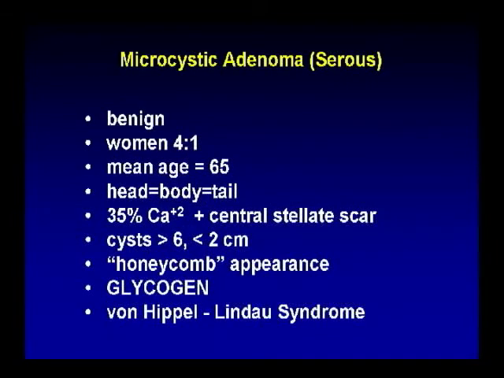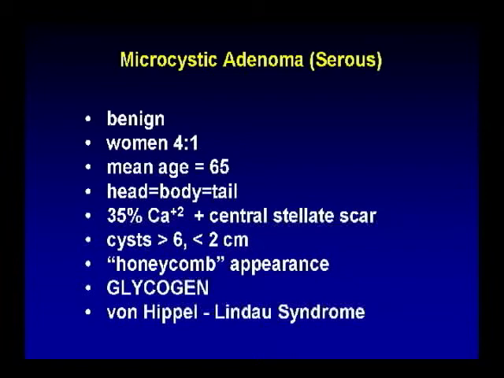These are actually benign. There is a female predominance of 4:1, an older mean age of 65. There's no preference for any one portion of the pancreas. About a third will have calcifications in that classic central stellate scar. Classic teaching is that you have many cysts, and they are smaller, numbering greater than 6 and measuring less than 2 centimeters in size. When you have a lot of these tiny cysts, it can cause this typical honeycomb appearance.